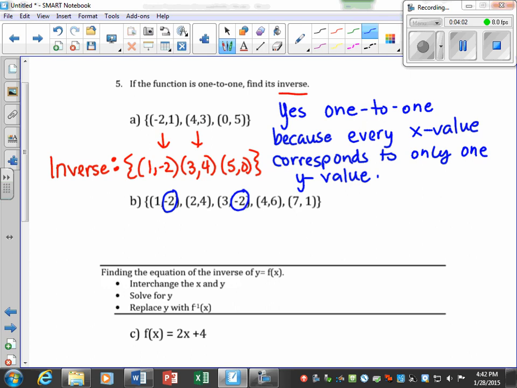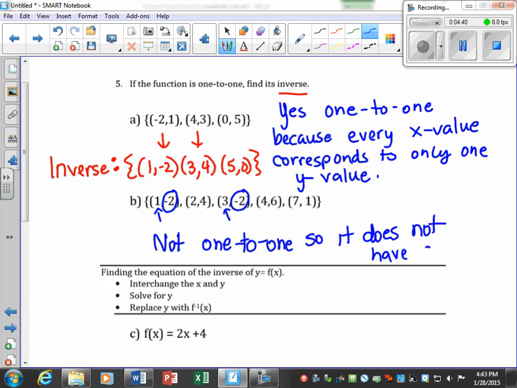I have -2, and then I say 1 corresponds with -2, and 3 corresponds with -2, so I'm going to say not 1-to-1. So this is not 1-to-1, because every x value does not correspond to only one y value. So it does not have an inverse.